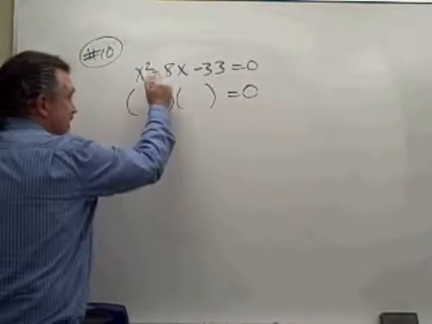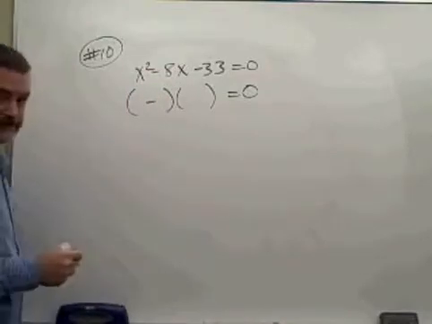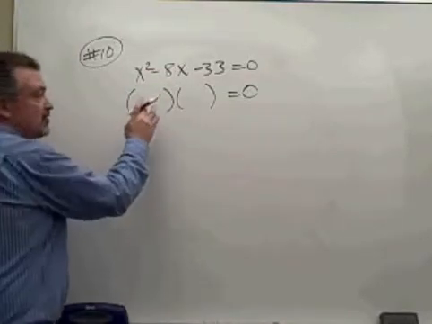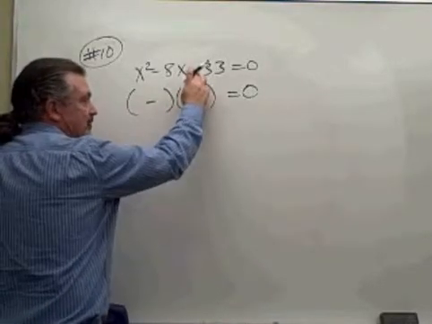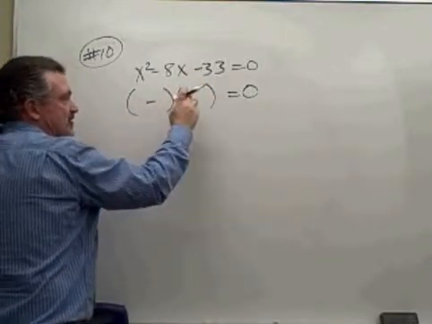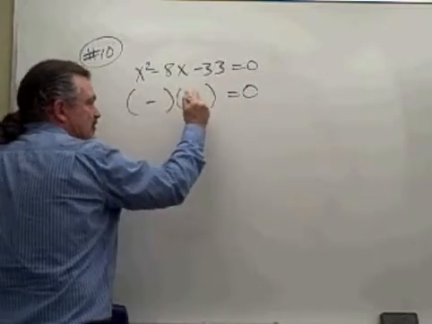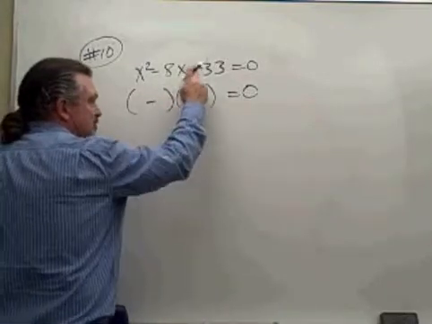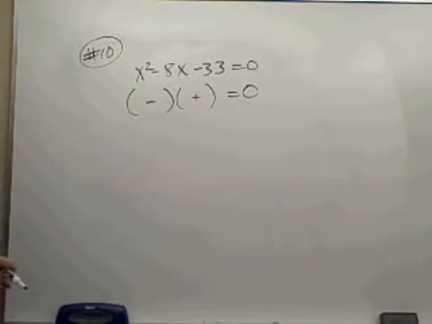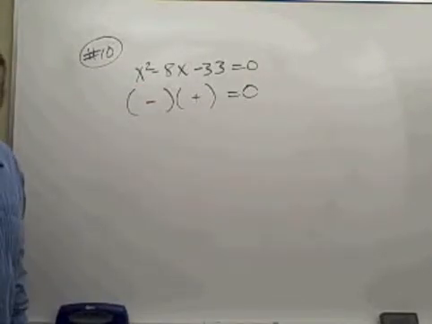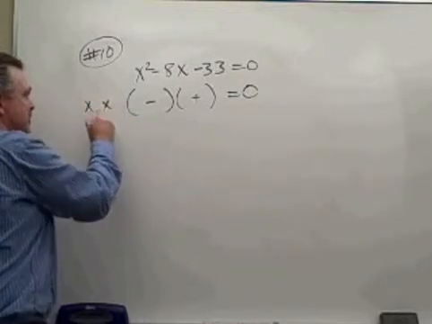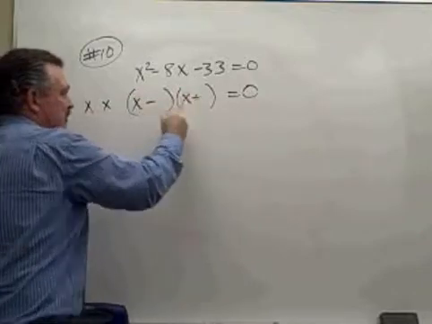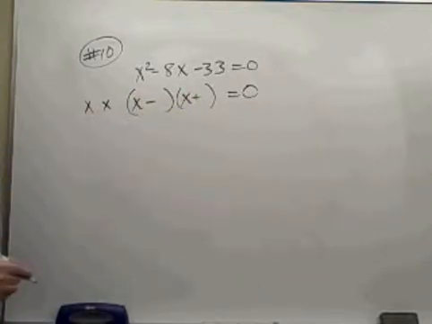Remember to put in your signs. Bring that first sign down, then ask yourself, a minus times what kind of sign makes a minus? Well, to get a minus, you have to take a minus times a plus. A minus times a plus makes minus. Now, look at the first term of the trinomial. What terms can you multiply together to give you x squared? Well, that would be x times x, wouldn't it? So, since there's only one, I can immediately put them in.